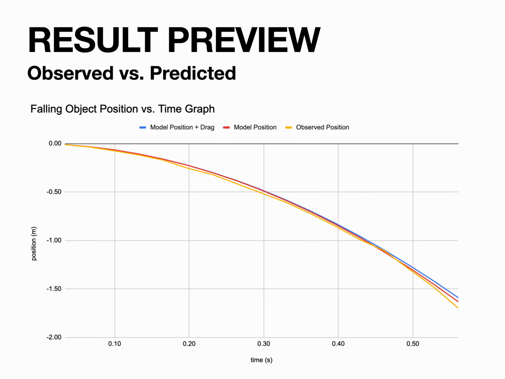The result preview: you can see the observed versus predicted. This is the final result, and I'll explain how we get to this. But basically, it is a falling object position versus time graph for the observed position, the model position, and the model position plus drag.